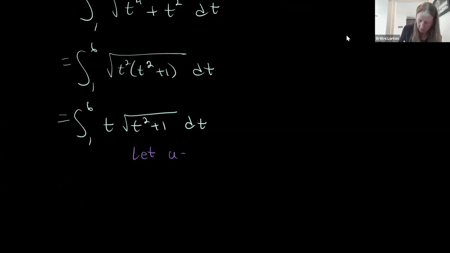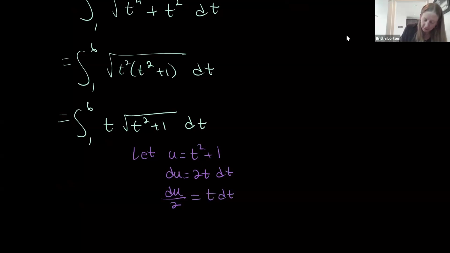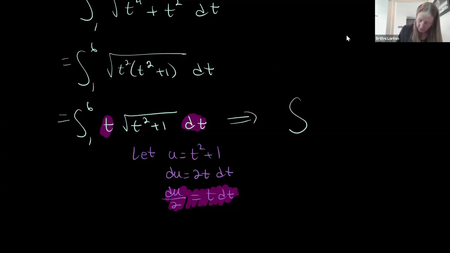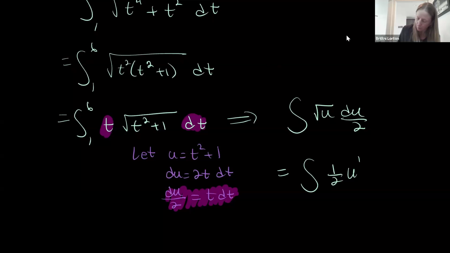So I will let u equal t squared plus 1. So du is 2t dt, so du divided by 2 is t dt. I'll highlight that so you can see that this t dt can now turn into du divided by 2. Which is nice because then this will turn into the square root of u times du divided by 2, which is, of course, the same thing as 1/2 u to the 1/2 du. But just like every other u sub you've been doing, every time I change the variable, I need to change the bounds.